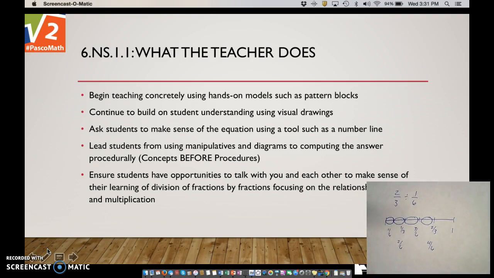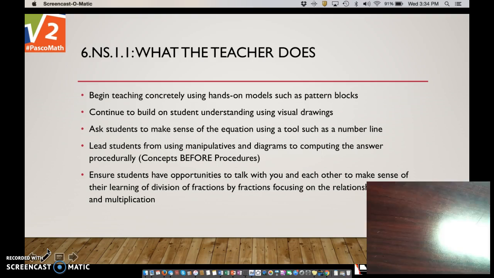It's really important to not skip this step when instructing students because they need to be able to conceptually understand what's going on. If we just go straight to the algorithm, which is appropriate at the end of the learning trajectory, students won't understand why it works. And so this, again, leads students from using manipulatives and diagrams to computing the answer procedurally. So we do want to get there. Another nice thing to ask students is, in the equation a half divided by 1/6, why does a 3 make sense as the answer when it's so much bigger than a half or a 6th? Really getting them to make sense of the mathematics.